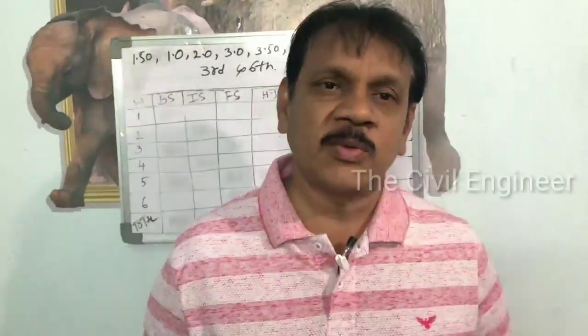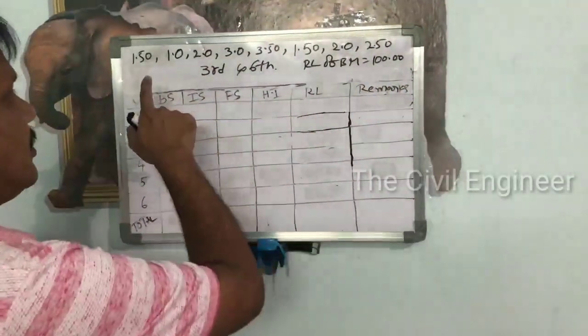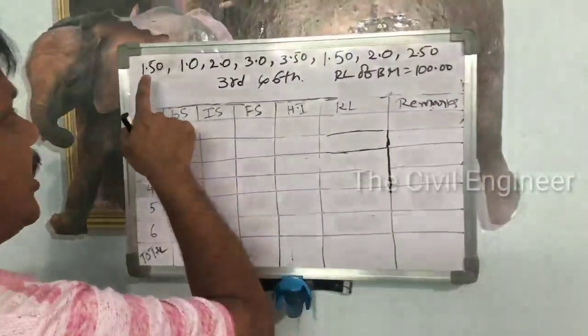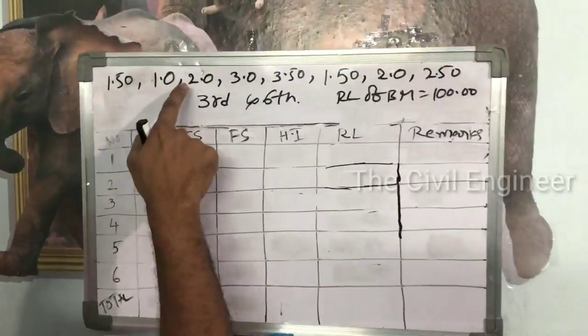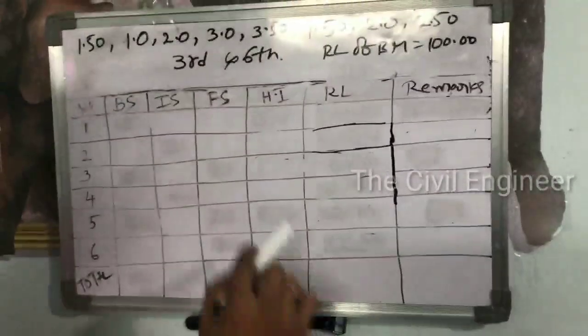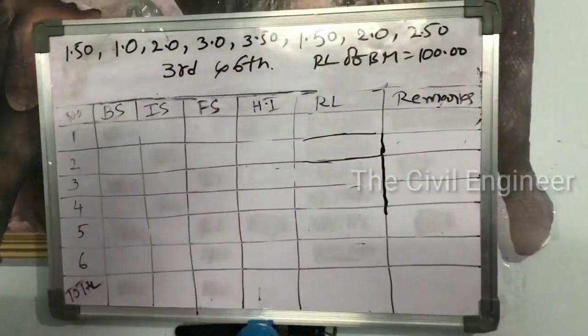Now we discuss the posting of the staff readings. How can we post all the staff readings into a tabular form? For that purpose, we are taking an example. Let us assume that these are all the staff readings. Here I have taken 8 staff readings: 1, 2, 3, 4, 5, 6, 7, 8. These are all the staff readings which were taken by using a dumpy leveling instrument.